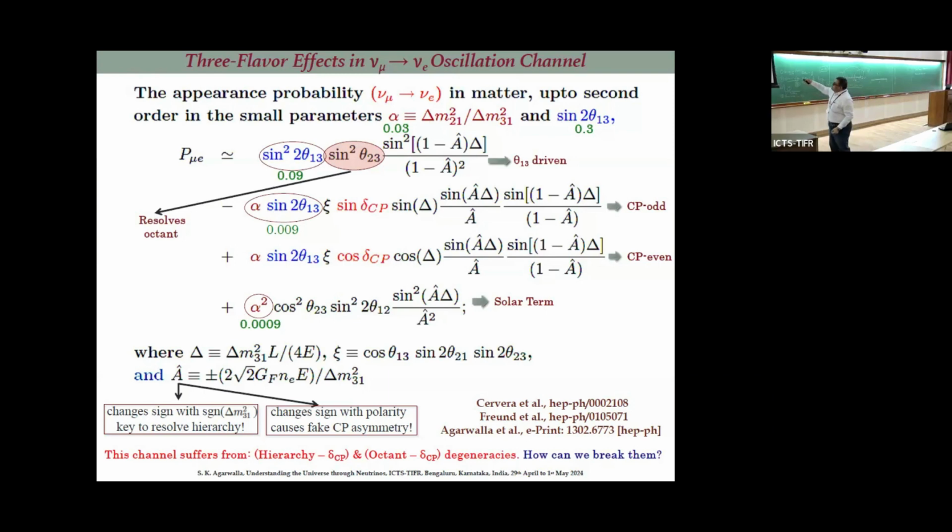All these terms are 0, and you land up with the standard solar term. So do this calculation. Take theta 13 as 0, and then try to expand and see whether you get back the standard solar term or not.